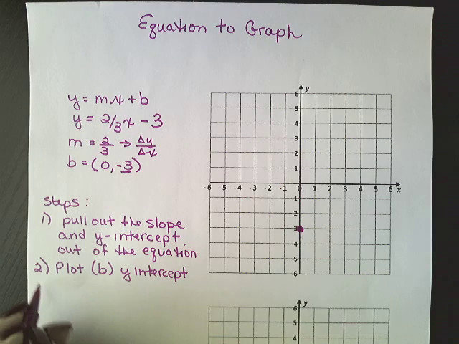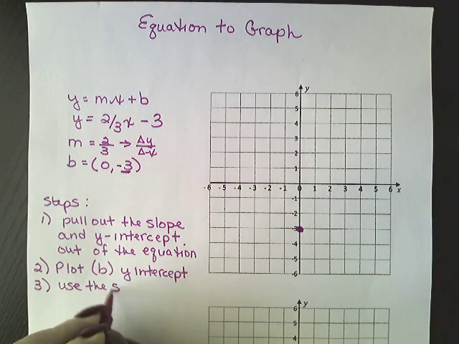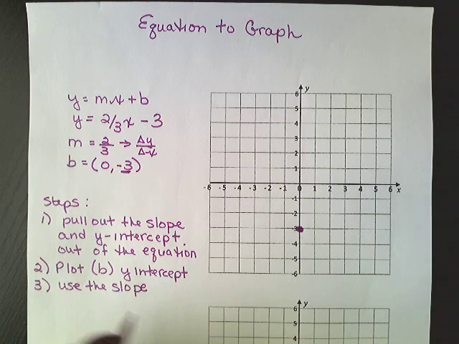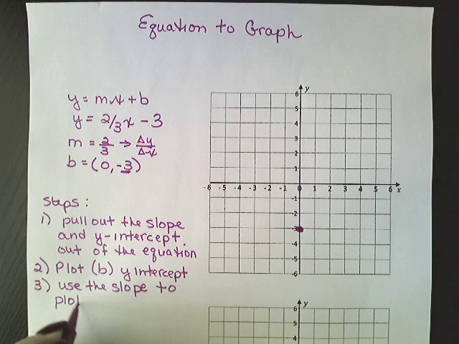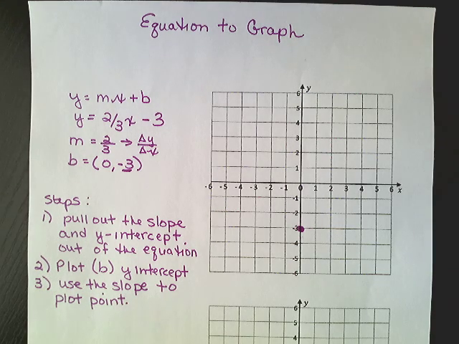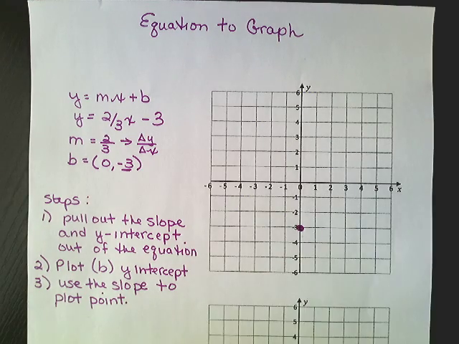Now we're going to use the slope to plot any other point we want on the line. Use the slope to plot the next point. Now the key word here, and this is really, really important, is that you start at the y-intercept when you plot that second point. So here's my y-intercept. Now I'm going to use my direction.